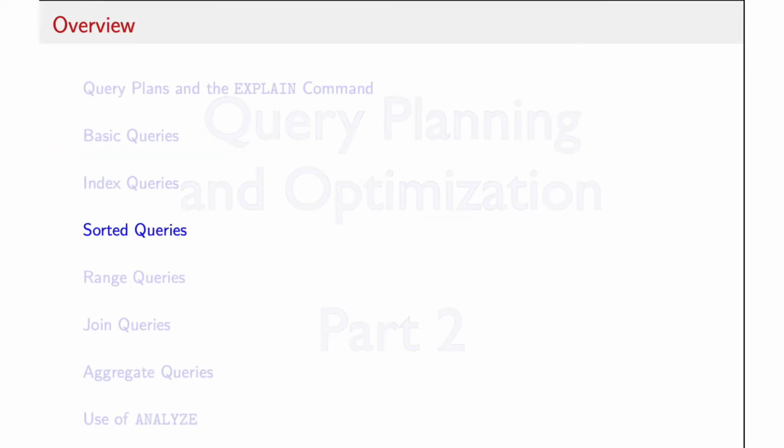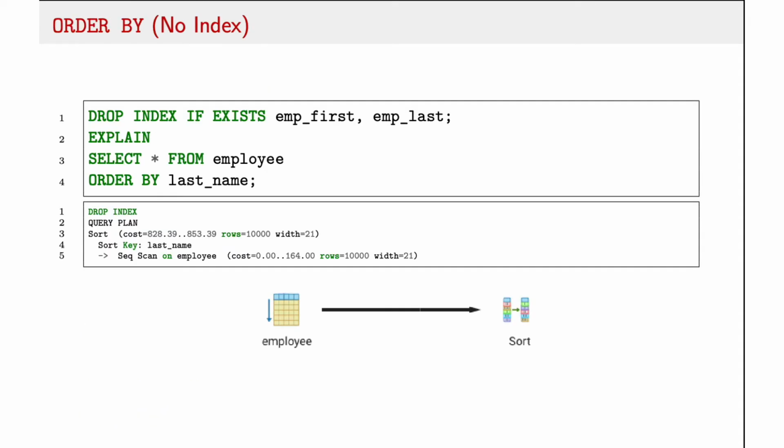Let's look at some examples that involve sorting. So first of all, I'm going to do an order by. That's how we're going to do the sort, obviously, but I'm going to do it without any indexing. So I'm going to drop both this first name and last name index. And then it's a simple query.